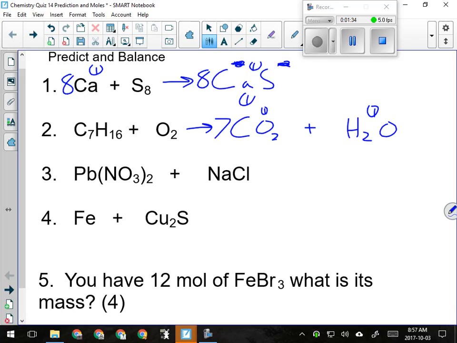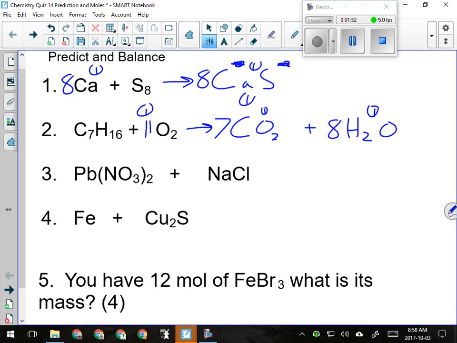All right, 7. 8 times 2 is 16. Okay, now looking at the oxygen, 7 times 2 is 14, plus 8 more is 22. All right, 11 times 2 is 22. So 1 mark if they got the balancing correct.